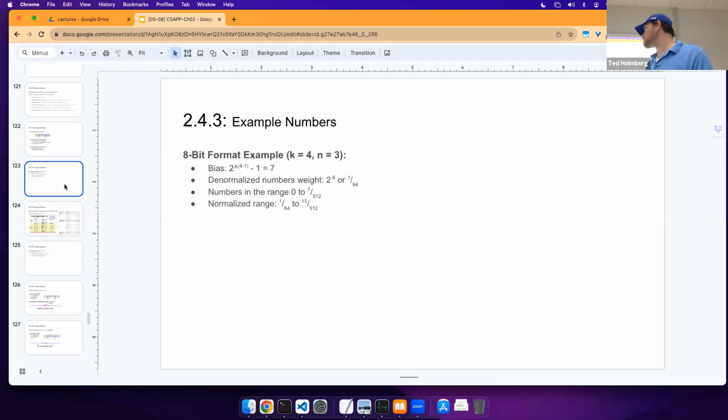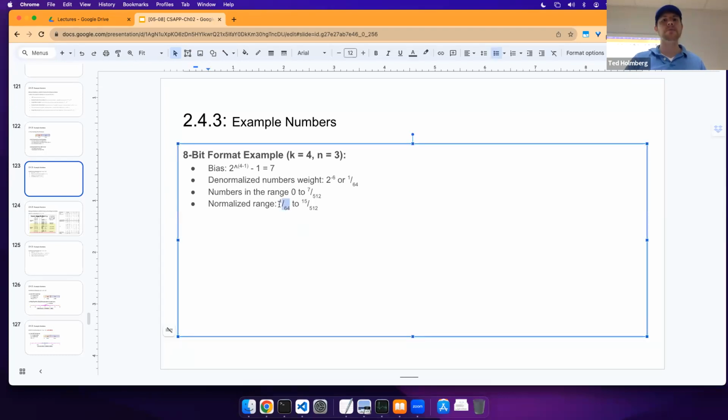So if we go and plug, we can see we get all the way to 2 to the power of minus 6, because of our bias term that allows us to shift left or right as well. So our normalized range is going to be a positive anywhere between 1 to the power 64 to 15 over 512, which is going to be our larger numbered range that we can get into.